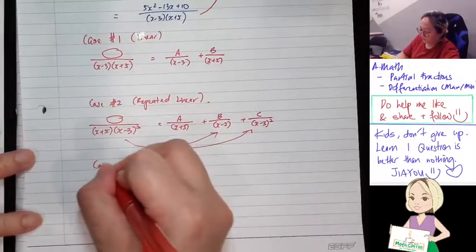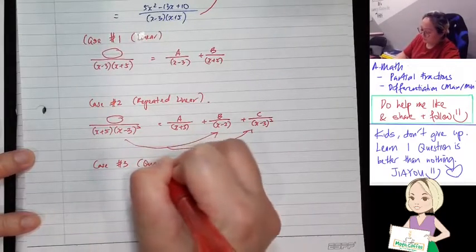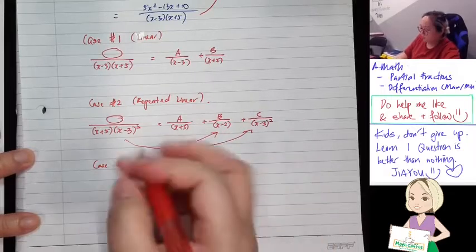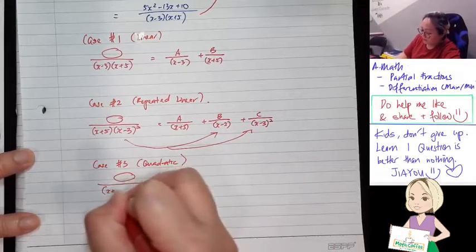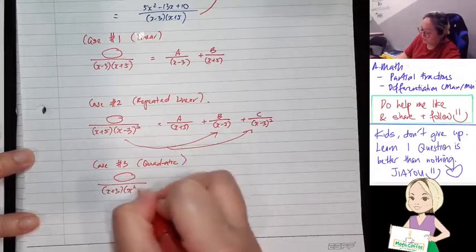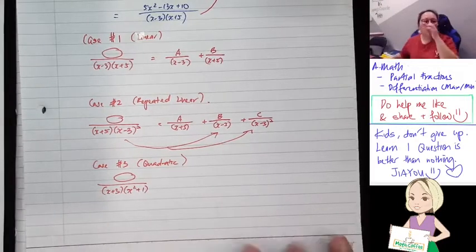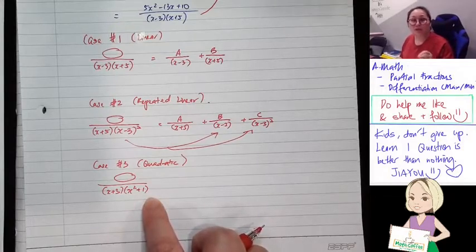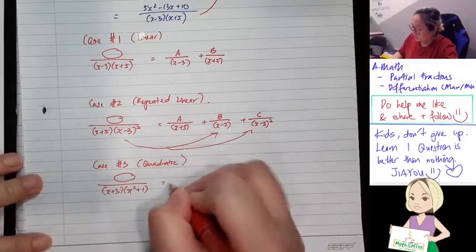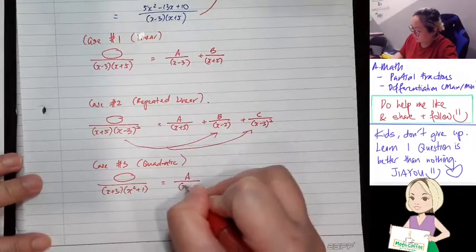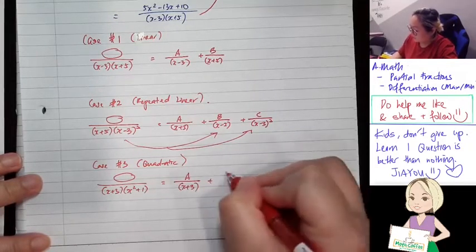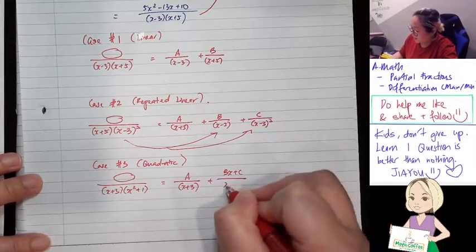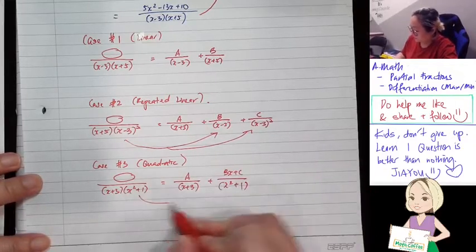Case 3, quadratic. For example, if I have x plus 3 and here maybe x squared plus 1. When you have a quadratic bracket, you have to ask yourself whether you can factorize first. Only if you cannot factorize, then you apply case 3. So x plus 3, as usual, is case 1, so this will give birth to A over x plus 3. This will give birth to Bx plus C over x squared plus 1.